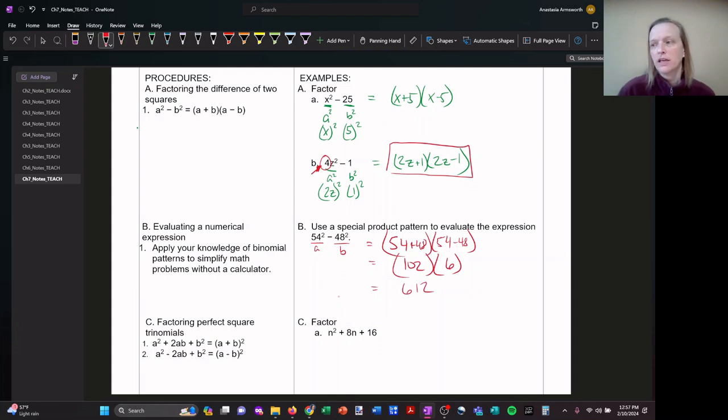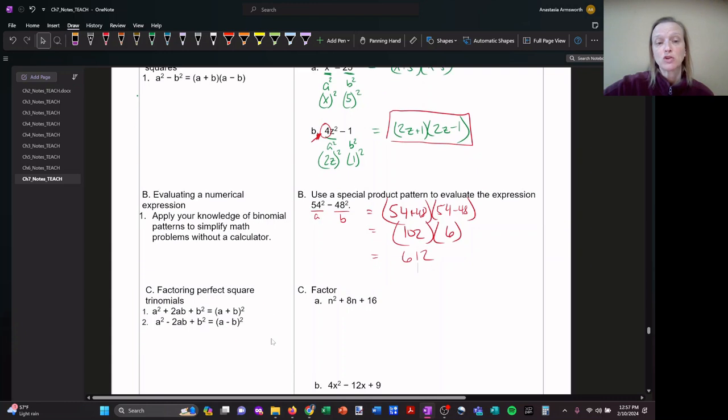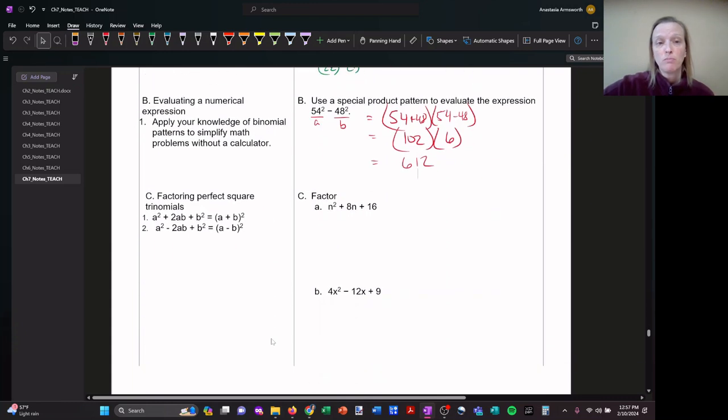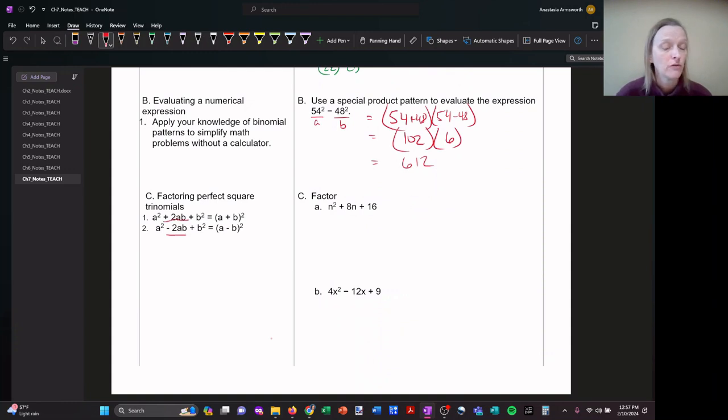Let's look at another example here. This time we're going to be factoring perfect square trinomials. There are two perfect square trinomial patterns, depending on whether your second term is positive or negative. But in both cases, the first term is a square value, and the final term is a square value. And then the middle term is 2 times the base A times the base B.